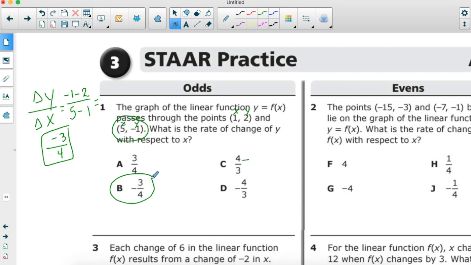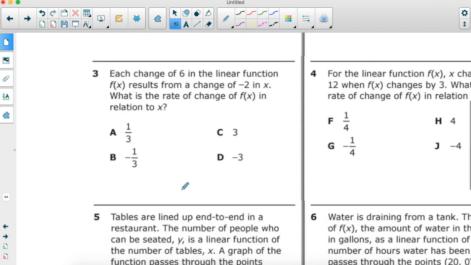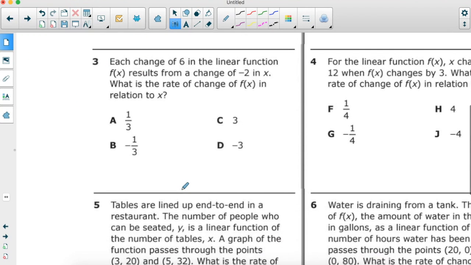Okay, we're going to jump down to number 3. Number 3 says each change of 6 in the linear function f of x results from a change of negative 2 in x. What is the rate of change of f of x in relation to x?